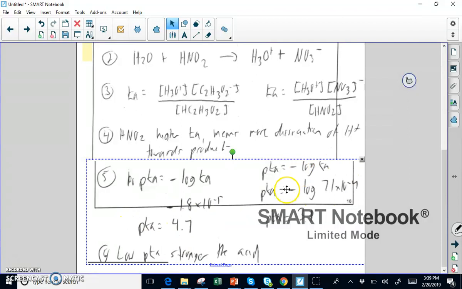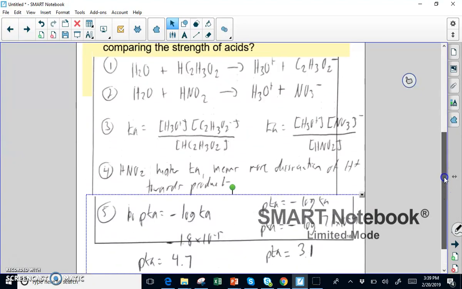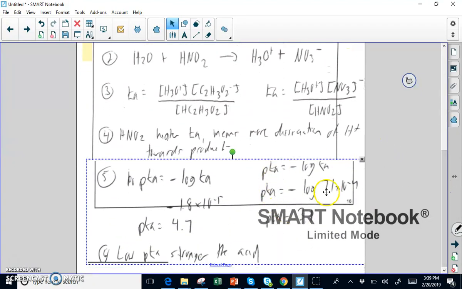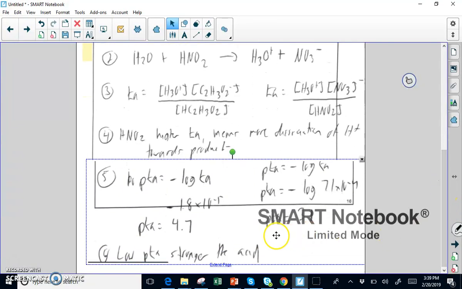And then you're going to do the same thing for this one. Press log, enter the Ka, and then make the number positive. And you'll see that this one, nitrous acid, has a smaller pKa, and that was the stronger acid. So the relationship between pKa and acid strength is the lower the pKa, the stronger the acid. And that is actually the reverse of the Ka. With the Ka, the higher the Ka, the stronger the acid. So you've got to remember those things.